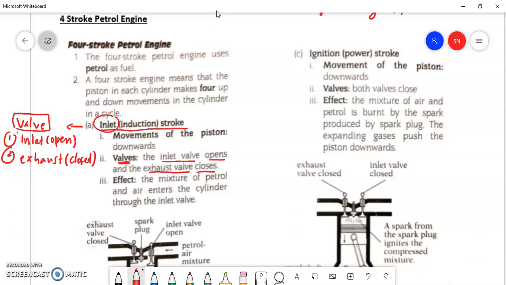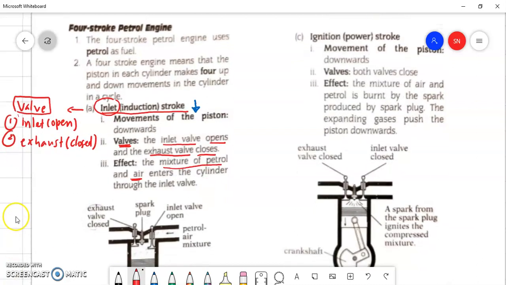Next, the movement of piston, you got to remember for this stroke, the movement of piston is downwards. It's fixed. For inlet stroke it is downwards. The next thing is what happens. The mixture of petrol and air enters the cylinder through the inlet valve. Two things are mixing and it enters through the inlet valve.